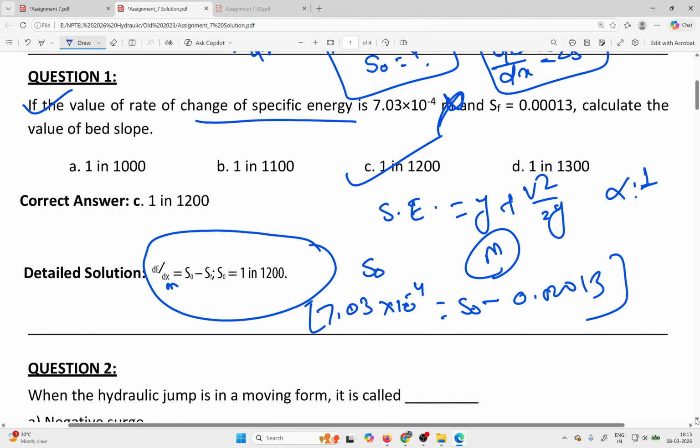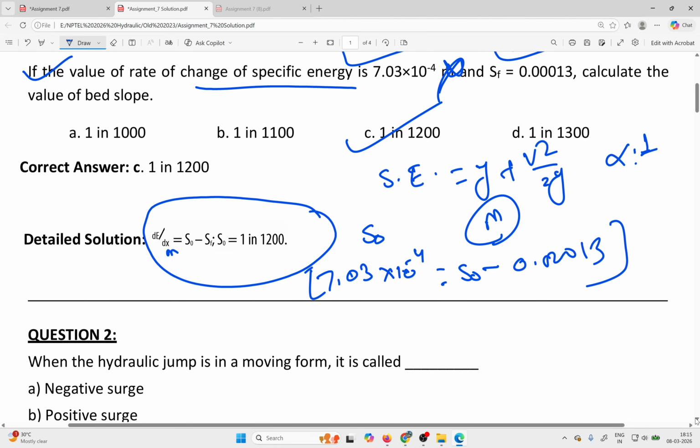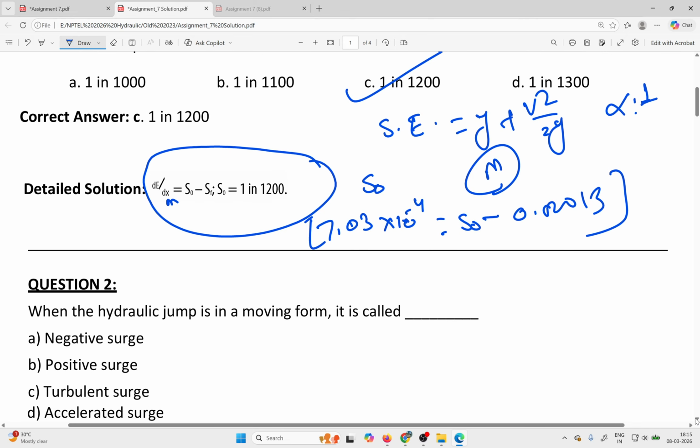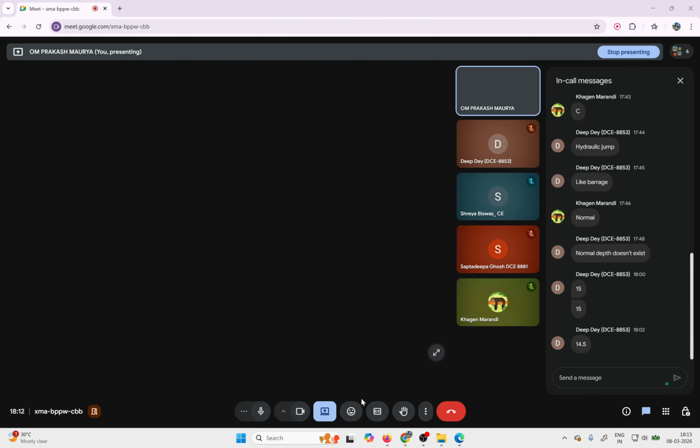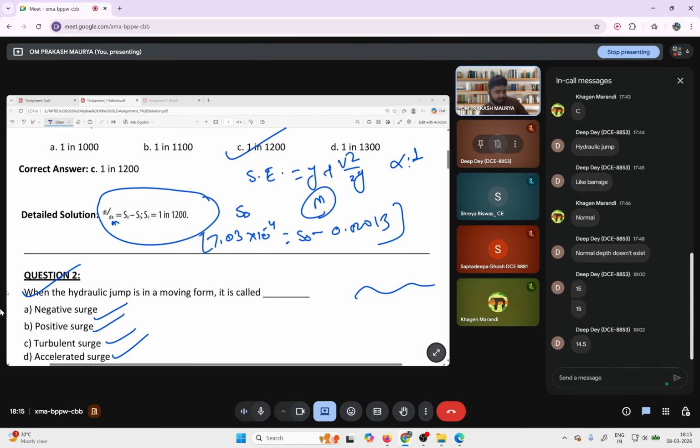Now question number 2. When a hydraulic jump is in moving form, that is moving forward, is called negative, positive, turbulent, accelerated surge. In the moving form, remember please. Very interesting question. So please just try to think and write your answer in the chat box for question number 2.